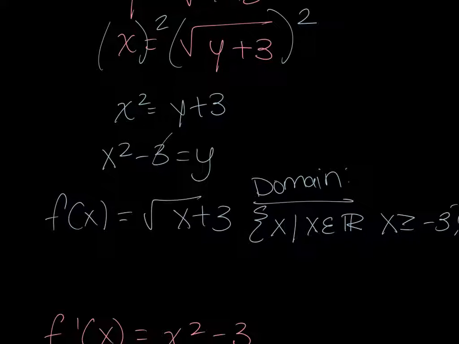The reason why it's greater than negative 3 is because inside the square root, if we do anything less than negative 3, we're going to get a negative number, and we can't take the square root of a negative number in order for it to be real. Okay. Now we're going to find our range.